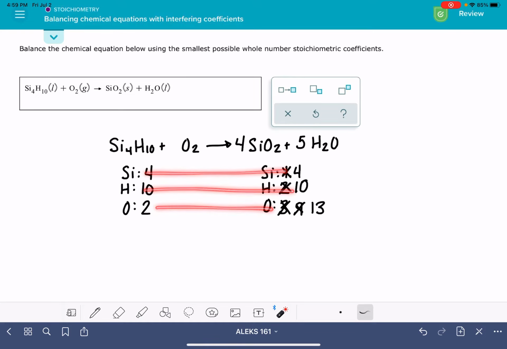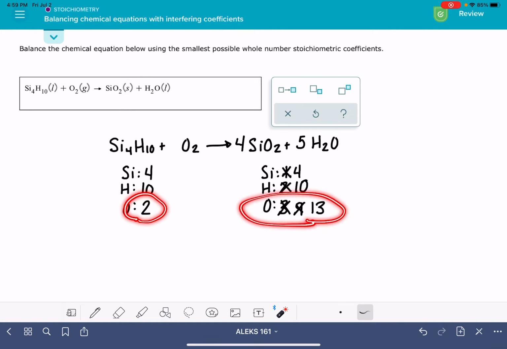Now I have to balance the oxygen, and this is where the interfering coefficient part comes in. I have 2 oxygen on the left and I have 13 on the right, which means that I need 13 over here on the right. But here's our problem. Oxygen comes in the form of O2. So the question here is what number times 2 is going to equal 13? There is no whole number or integer that we can multiply by 2 and come up with an odd number of 13. It's just not possible.